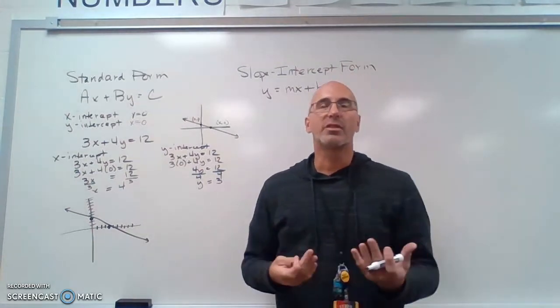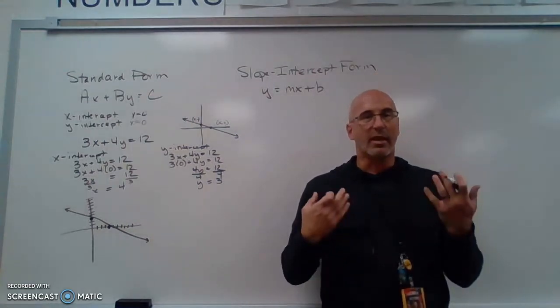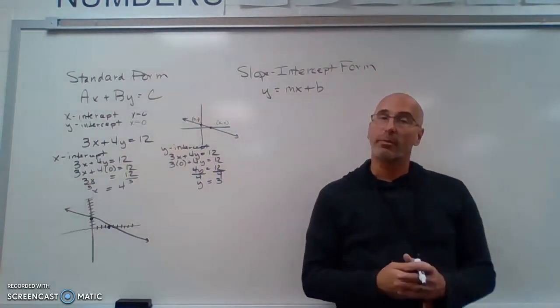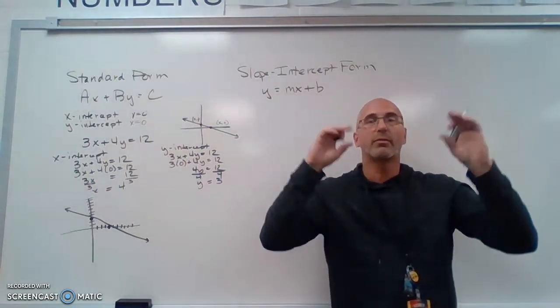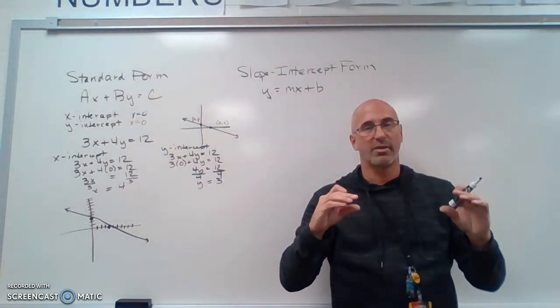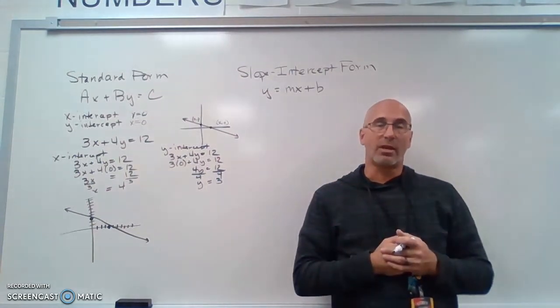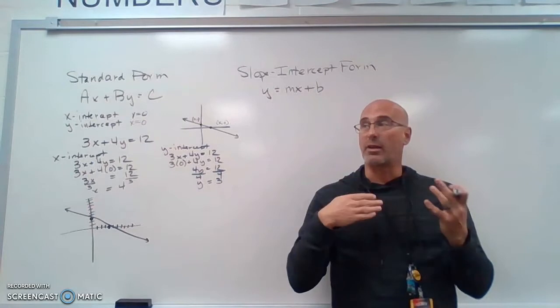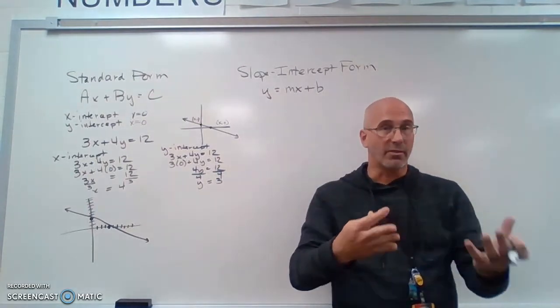Now there's another form. Let's talk a little bit about slope-intercept form. In our last lesson, we learned about slope, and that is a ratio of the change in y over the change in x. So we are going to graph some equations or find our y-intercept and our slope to help us graph in the future.